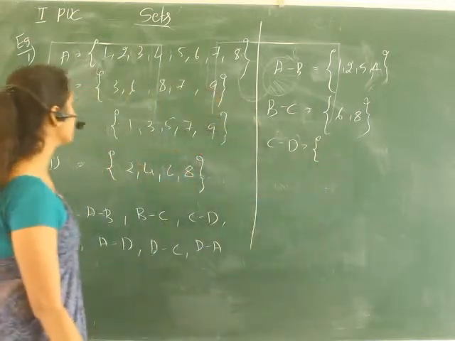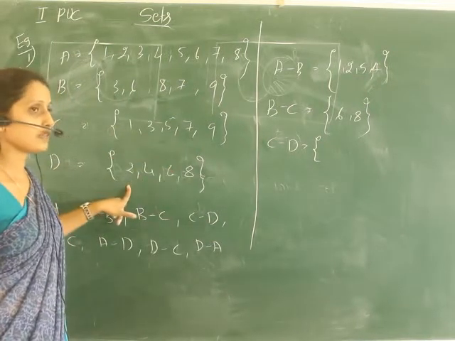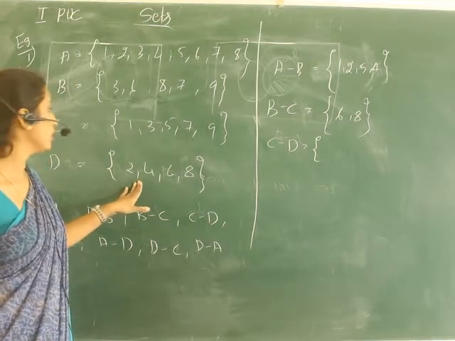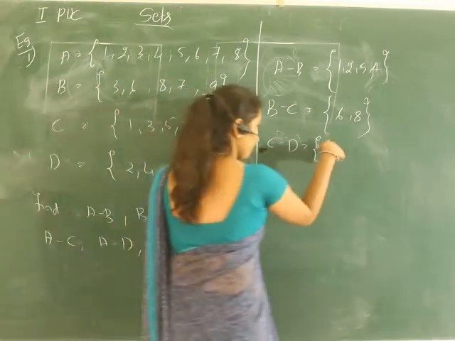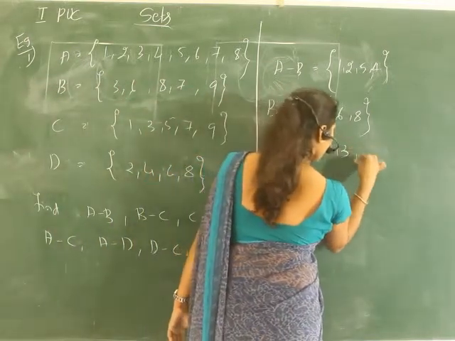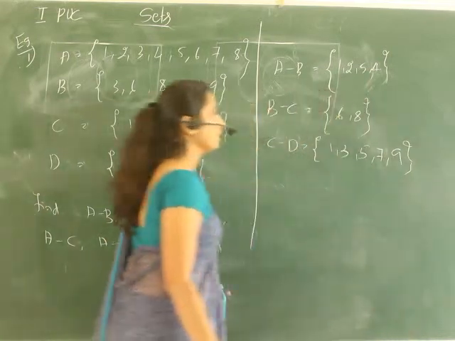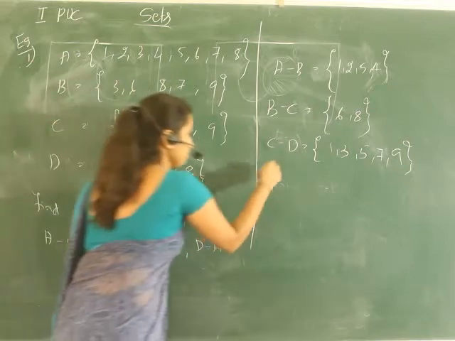What is C minus D? C minus D is 1, 3, 5, 7, 9 and 2, 4, 6, 8. So no element is present here. The elements only in C are 1, 3, 5, 7, 9. Next, A minus C.